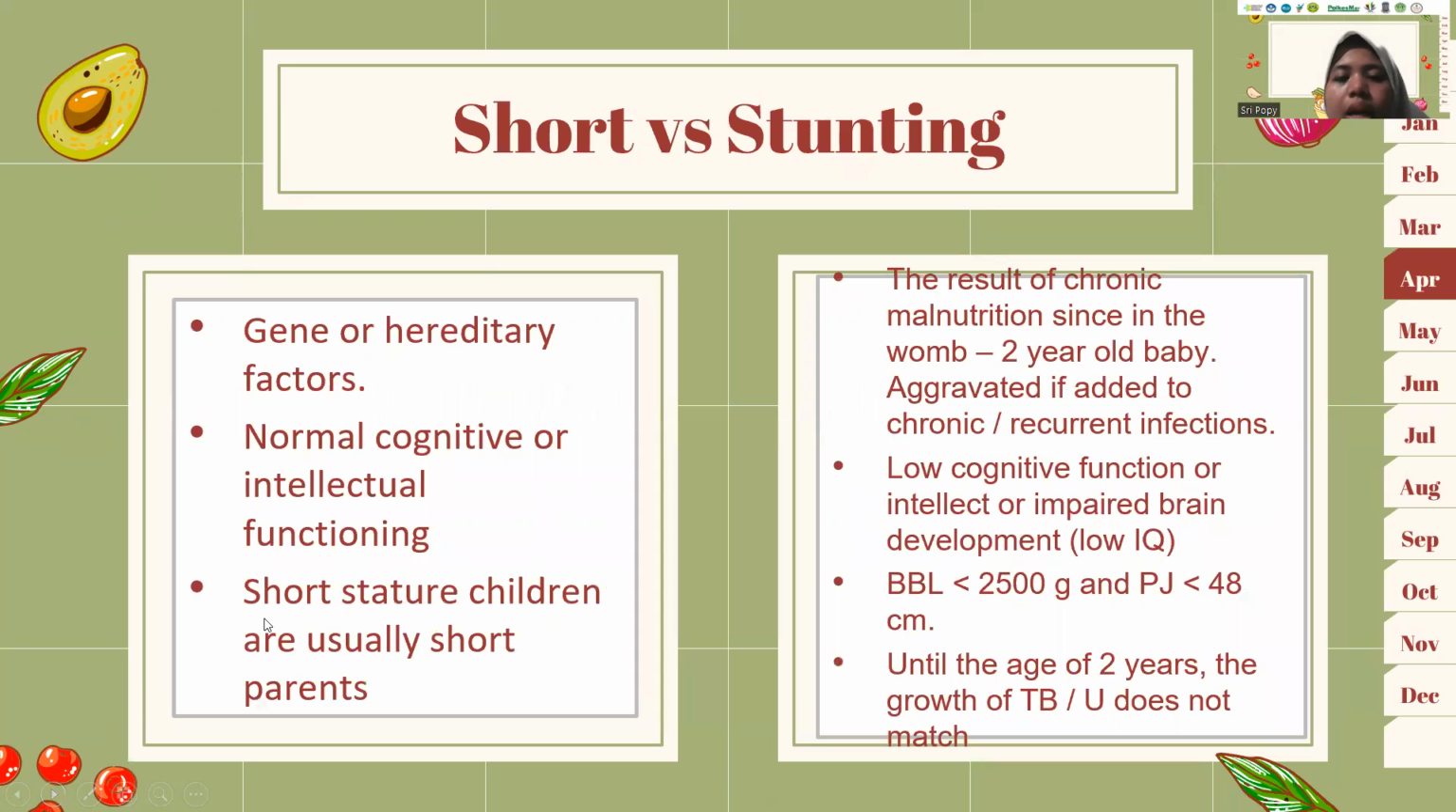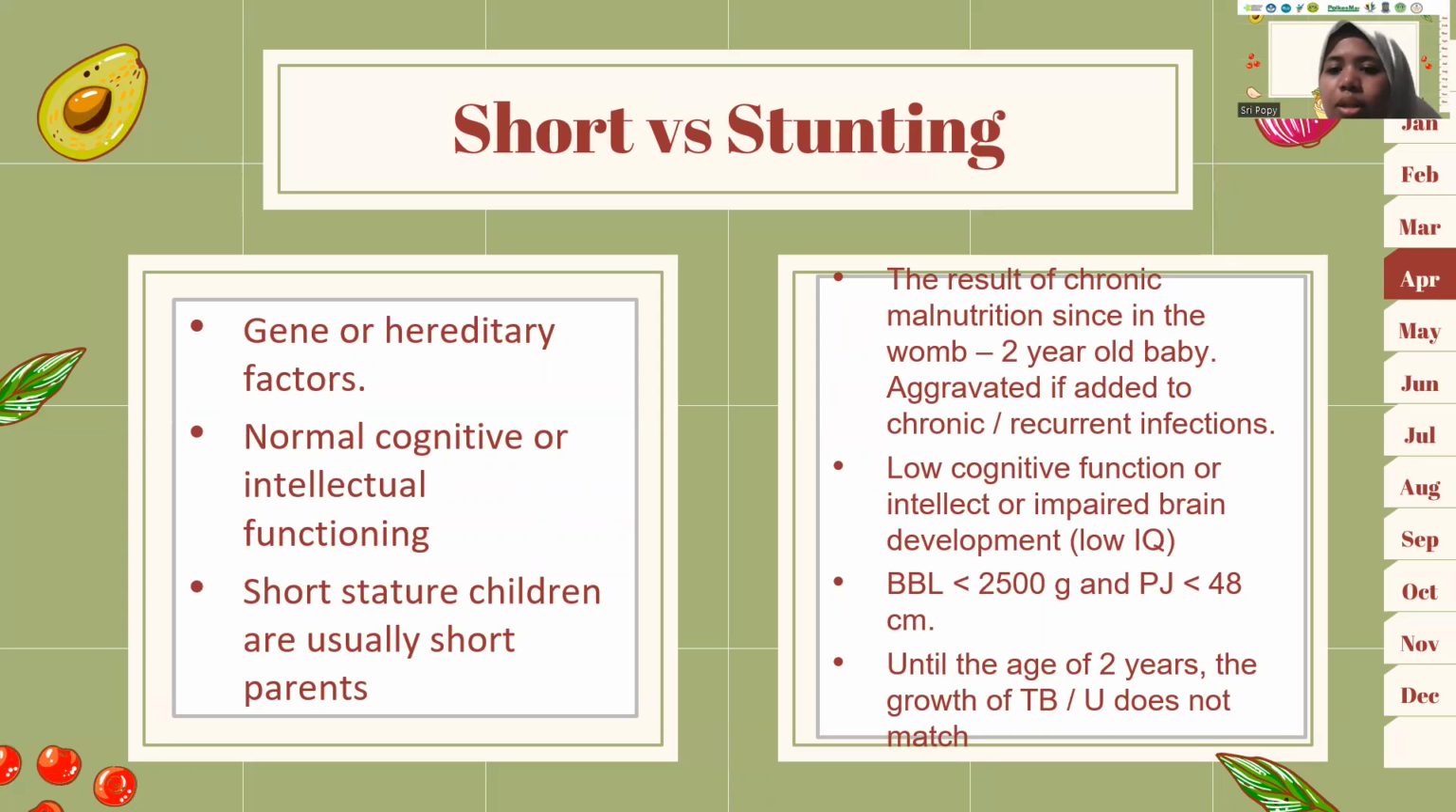Okay, next. Difference between short stature and stunting. Short stature: gene or hereditary factor, normal cognitive or intellectual function. Short stature children usually have short parents.